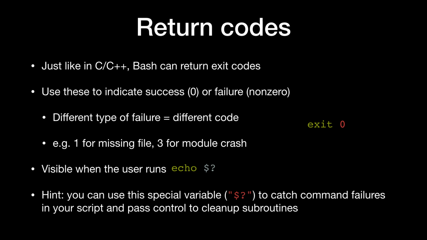And speaking of return codes, you can use them in Bash just like with C and C++. So 0 is success, failure is non-zero. If you think your script is going to have multiple kinds of failures, you can use different codes for them. For example, you might use 1 for a missing file and 3 for a shimming toolbox module crash.